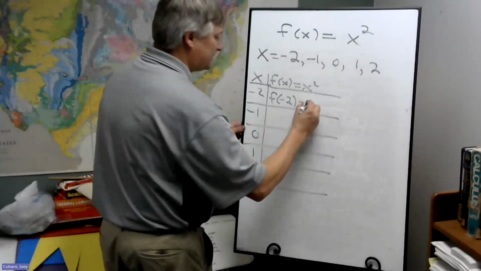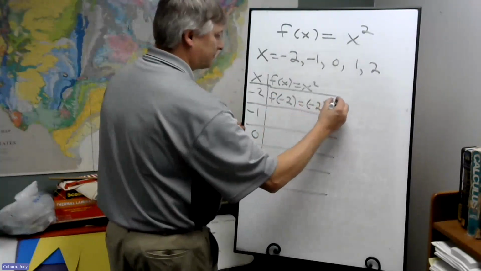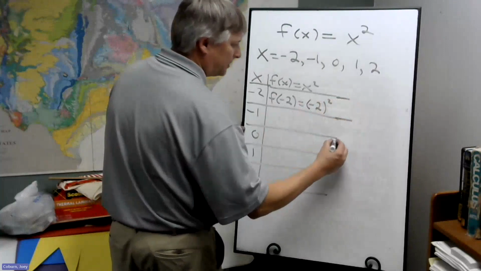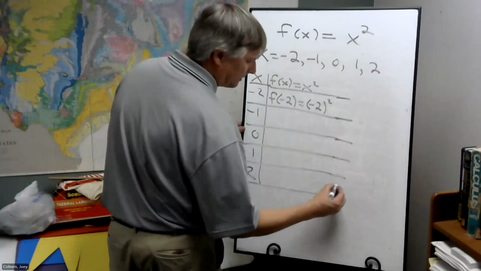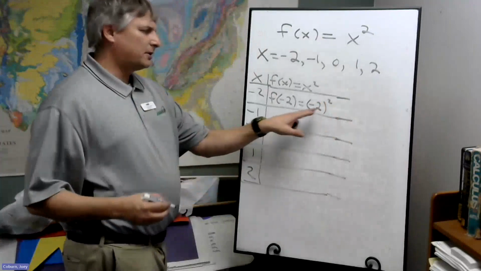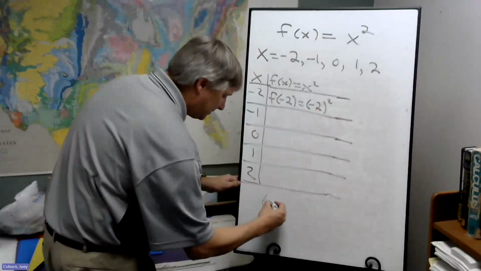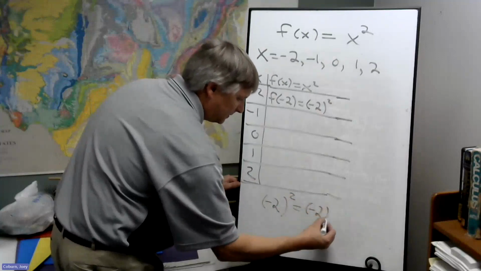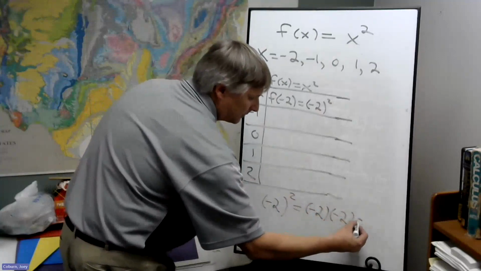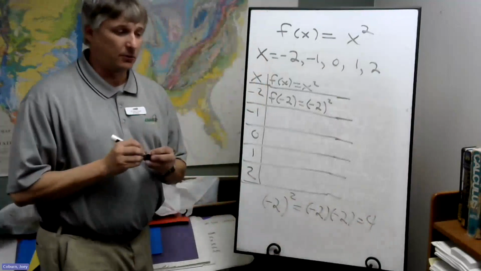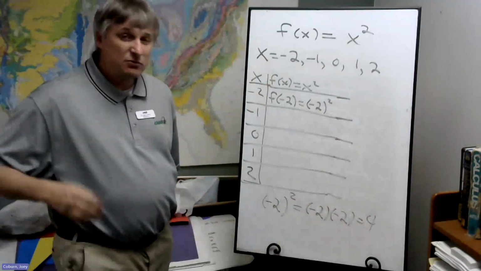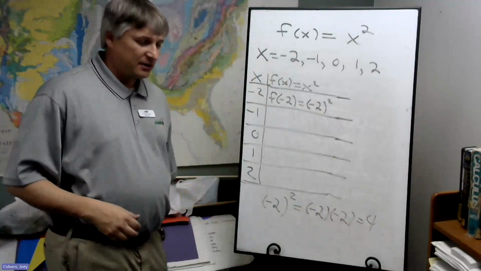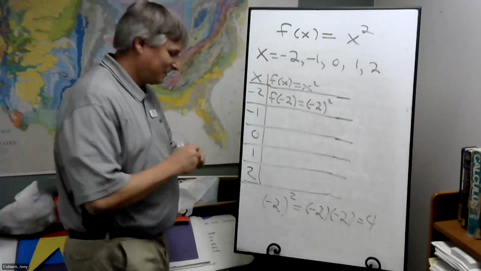F of -2. Now this is -2 squared. And you want to be careful putting this into your calculator. You want to make sure that you put it in with parentheses, because -2 squared means -2 times -2, or +4. Now, if you don't put those parentheses there, there's going to be some problems.